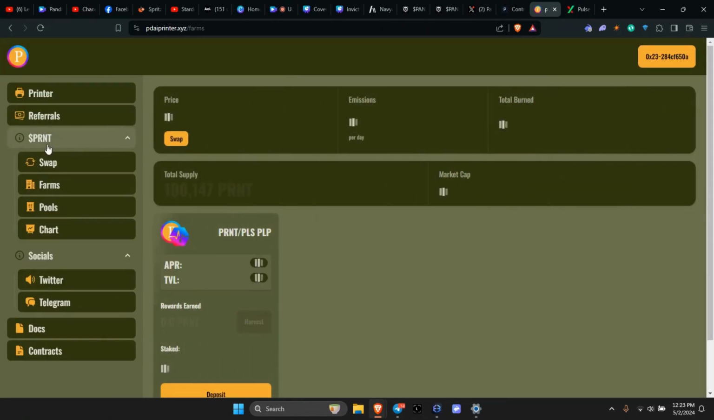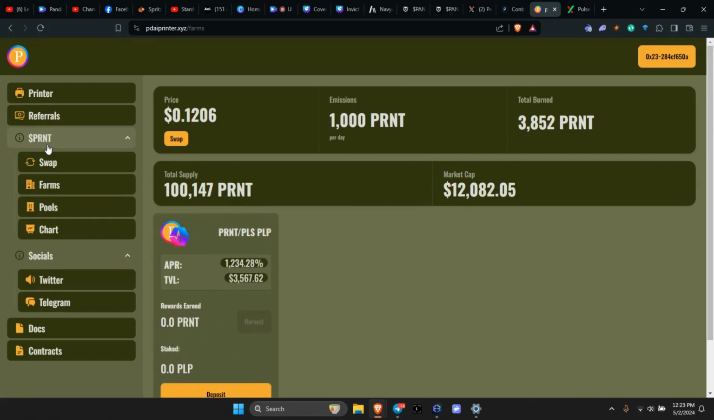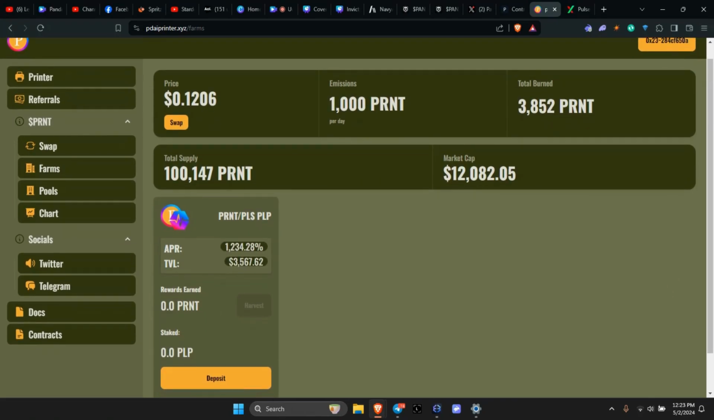The only current farm that's here now, like they said, they're going to wait until the community decides what they want to do. You have the print and PLS LP farm, which is paying a beautiful 1,234% APY. TVL in there is currently $3,500. And you can see all of that up here too. Then you can see the price of the LP, the emission per day, 1,000 print per day, total burn, total supply, and the market cap.